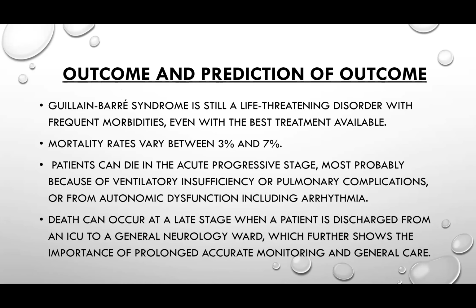Outcome and prediction. GBS is still a life-threatening disorder with frequent morbidities, even with the best treatment available. Mortality rates vary between 3 to 7%, and patients can die in the acute progressive stage, most probably because of ventilatory insufficiency or pulmonary complications, or from autonomic dysfunction, including arrhythmia. Death can occur at a late stage when a patient is discharged from an ICU to a general ward, which further shows the importance of prolonged, accurate monitoring and general care. It can be immediate in the acute phase, or late deaths can also occur. That is why monitoring for a long time is required.